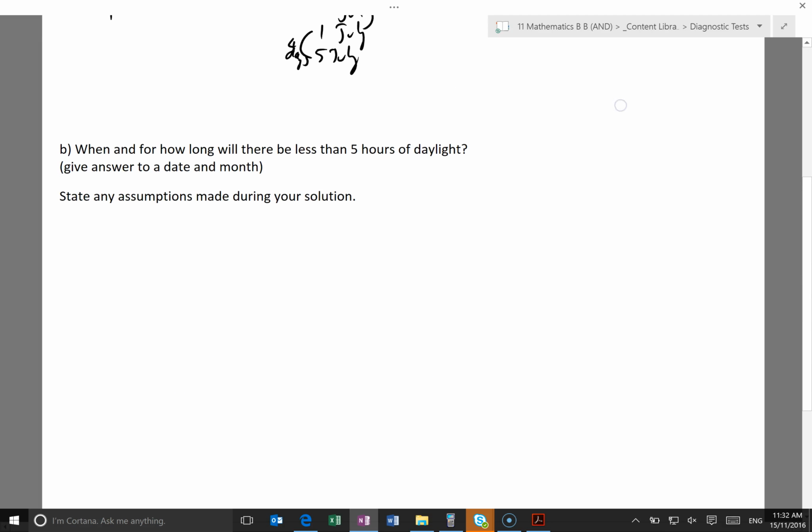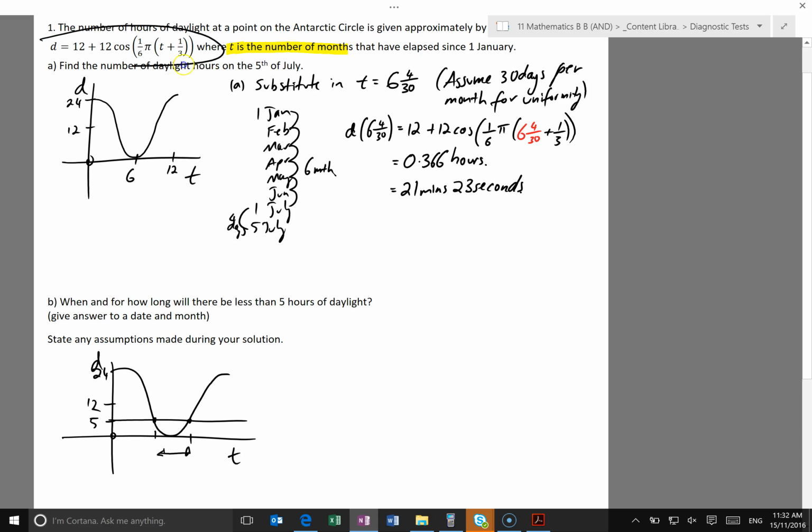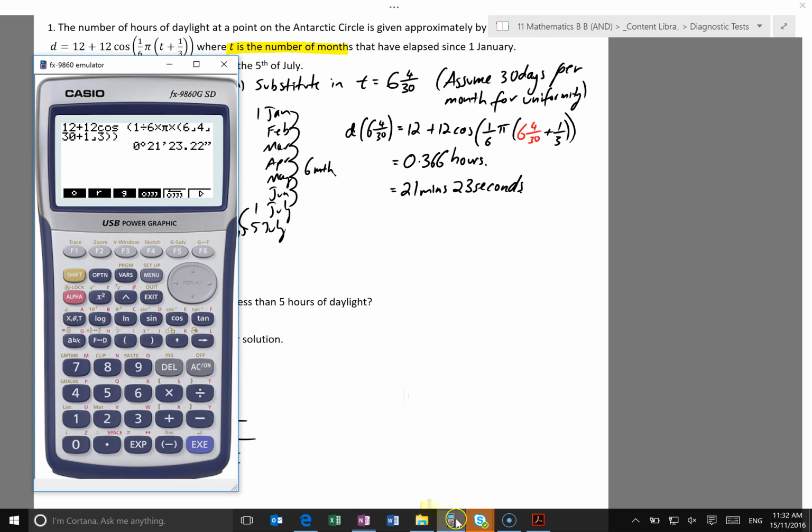Part B, when and for how long will there be less than 5 hours of daylight? Give the answer to the correct date and month. So essentially we've got this same graph with 24 and 12 and 0. We want to know for how long will there be less than 5 hours. So I want to find what that length of time is where the daylight hours are less than 5. The way I'll do this is just using graphics calculator, putting this equation into my graph mode and putting y equals 5 into my graph mode and seeing how they both look.